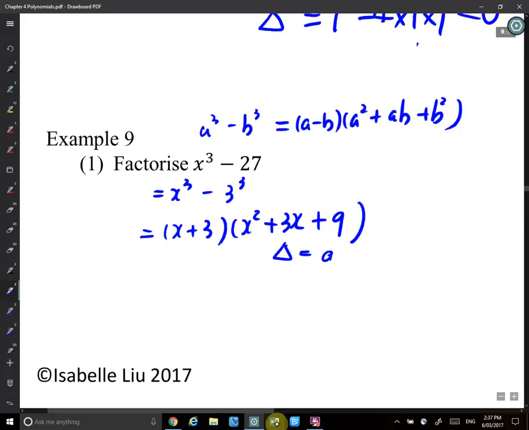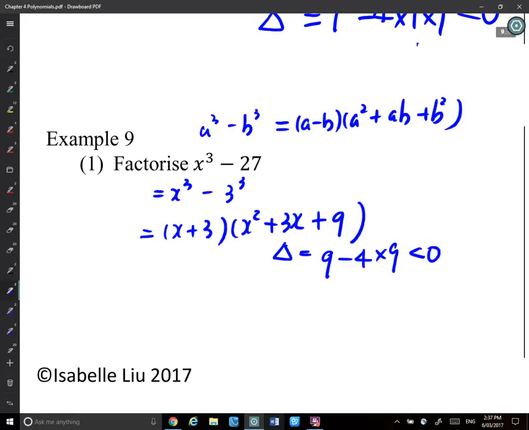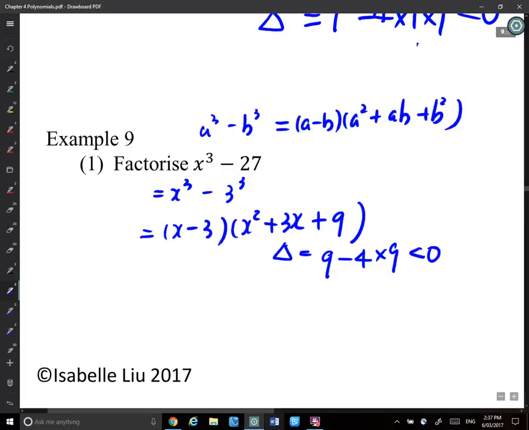That one's discriminant is 9 minus 4 times 9, which is smaller than 0, cannot be factorized later. Okay, so that's it. Oh, yeah, that's minus 3. Yeah, that's minus 3.